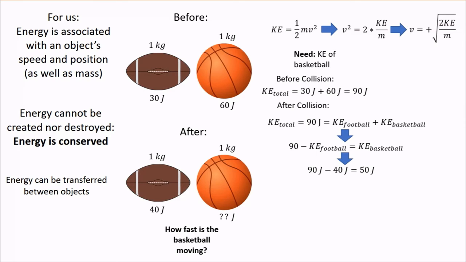Great. We can now take this 50 and plug it into our equations for the speed. 2 times 50 joules divided by 1 kilogram is 100 meters squared per second squared. The square root of that is 10 meters per second. Yay! We got the speed of the basketball. Of course, we don't know which direction it's going, but this is a good start for solving collisions.